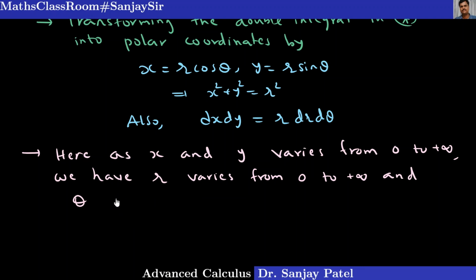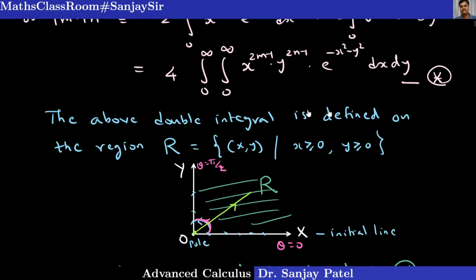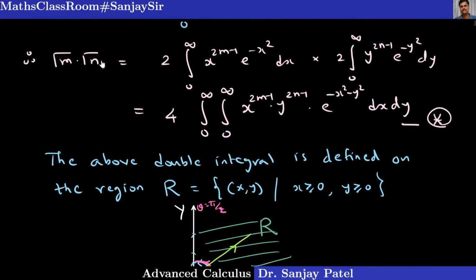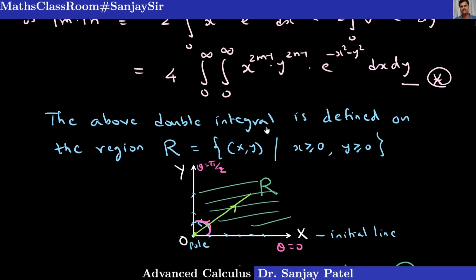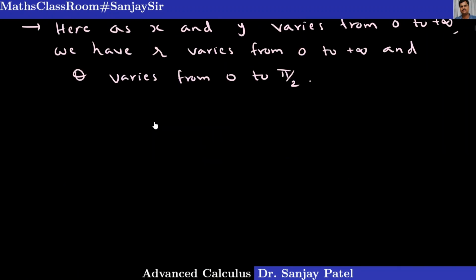Theta varies from 0 to pi by 2. That I have already explained. Okay. So keeping in mind all this, now I can transform this double integral, that is gamma m into gamma n here, and write this star as follows.